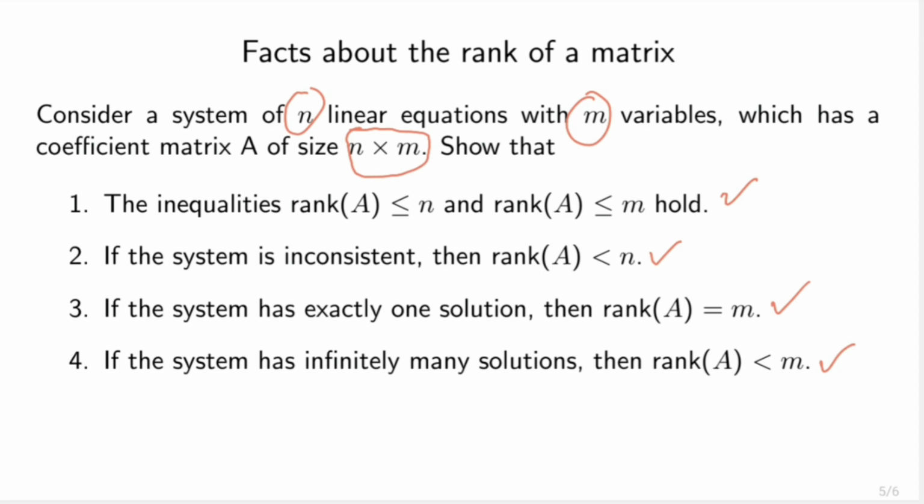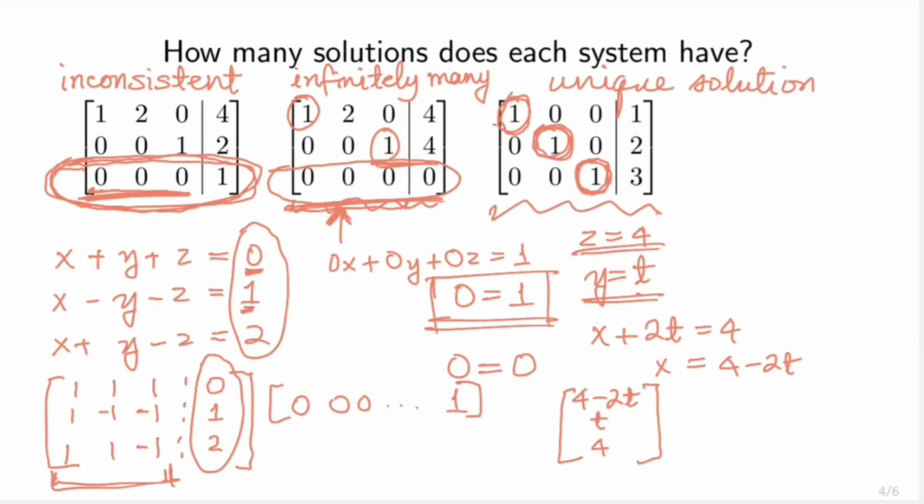So these are a few facts about the rank of a matrix and how it relates to the number of solutions that a system of linear equations that has it as a coefficient matrix is going to have.